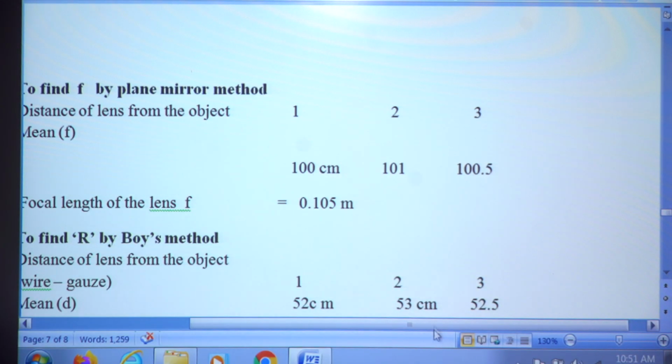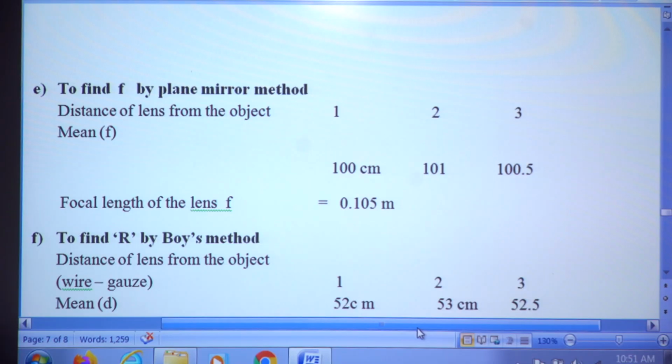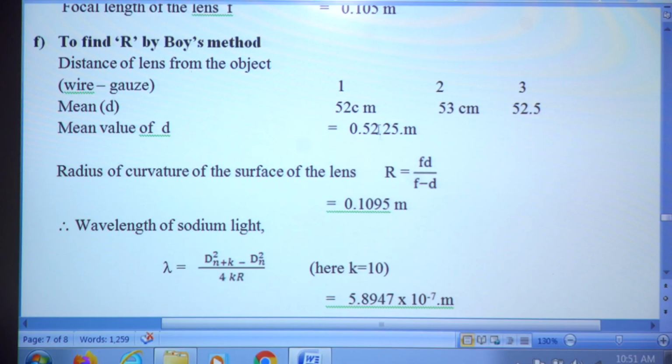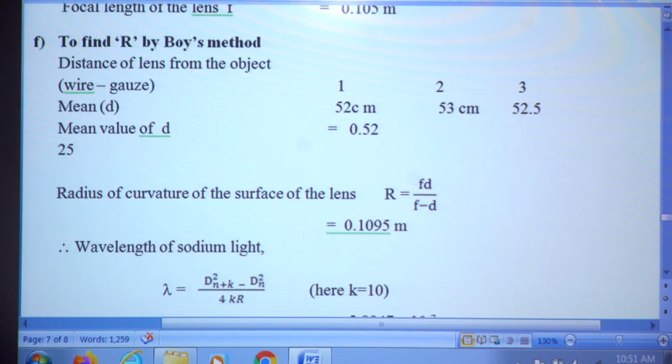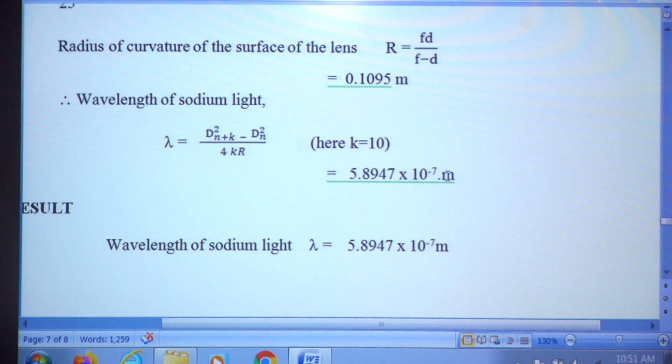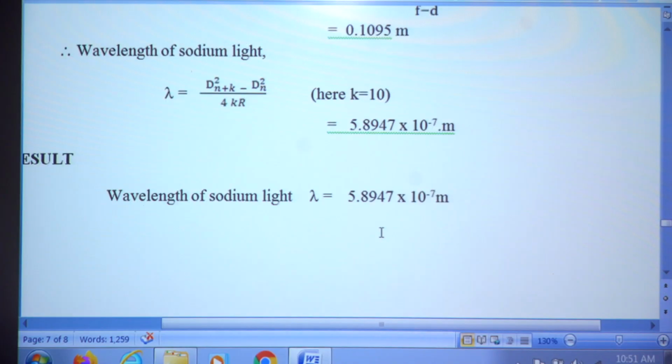Then using the Boy's method, the plane mirror method, we obtain the focal length three times: 100 centimeter, 105 centimeter. So the mean is 105 centimeter or 0.105 meter. By the Boy's method, we obtain the D value nearly 52 or 53 centimeter, so that is 0.5225 meter. Then we can calculate the value of the radius of curvature R. R is calculated. Then lambda is determined. Using the formula, we obtain 5.8947. That is our result.